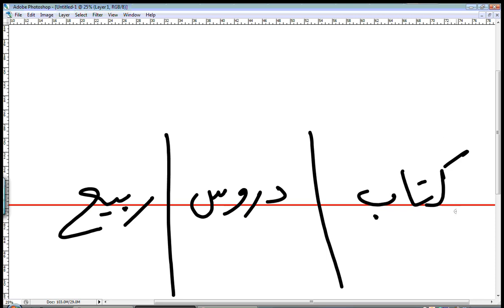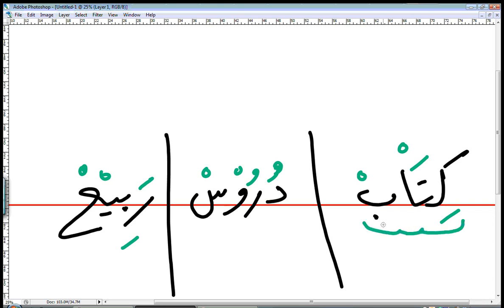Anyway, so we have this word, which I'll pronounce in a minute. I'm just putting alamat tashkil so it's not confusing. So how do we pronounce this one? It will go like kitab. So you see, I just stretched out the ta. The same here, it will be durus. Same here, rabi'.